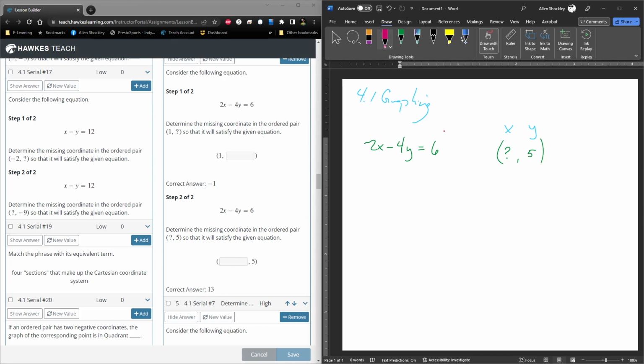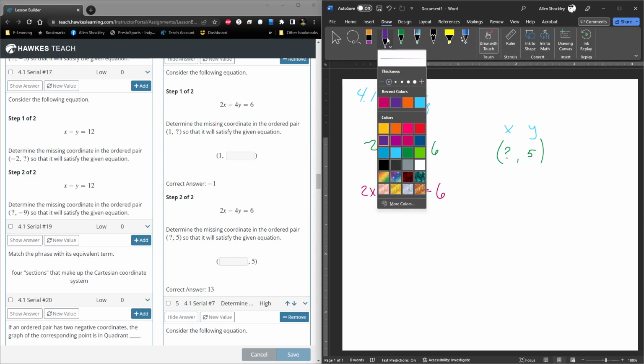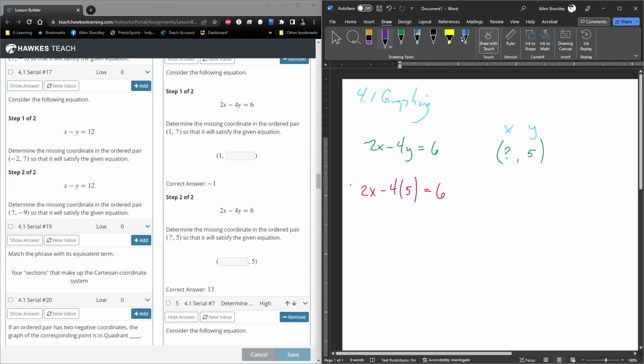So we're going to start off plugging in what we know. 2, and we actually don't know x, so we're going to leave it as x minus 4 times, this time we know y is 5, so I'm going to write 5 equals 6. And again, we're just going to start solving this. So this 2x just comes down because there's nothing going on with it. Here, it's not 4 times 5. This negative is attached, so it's negative 4 times 5. Negative 4 times 5 is a negative 20 equals 6.